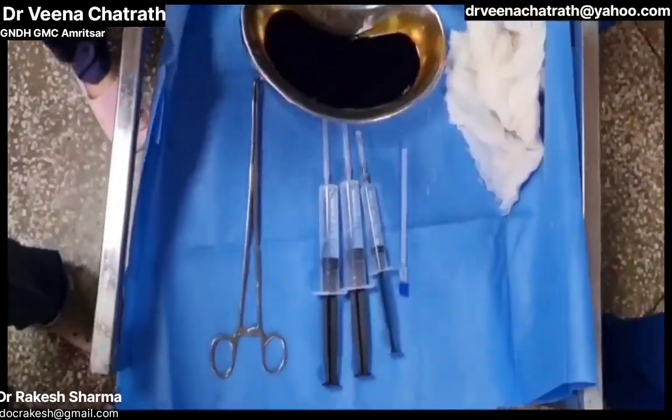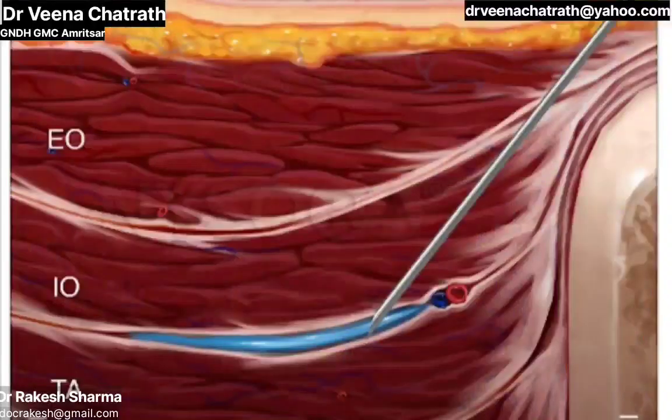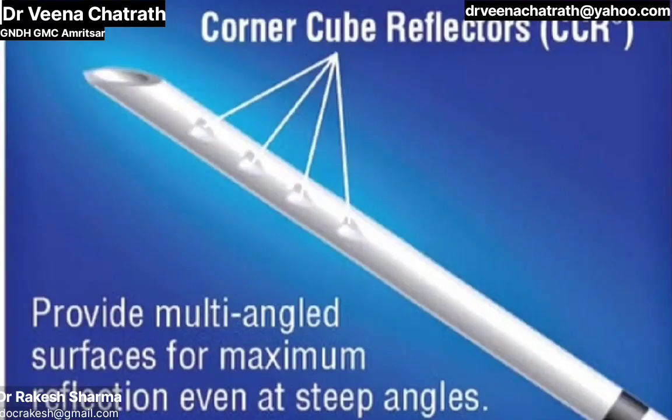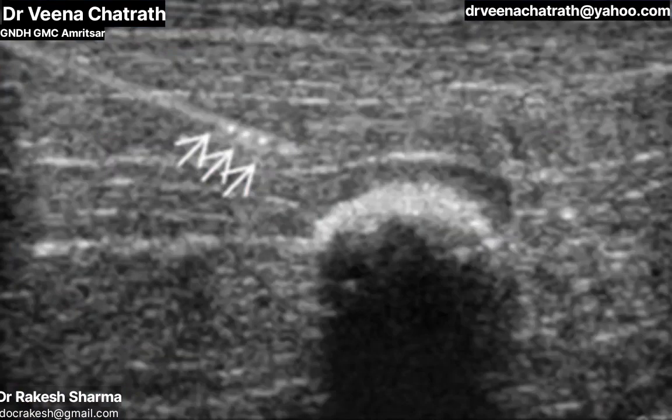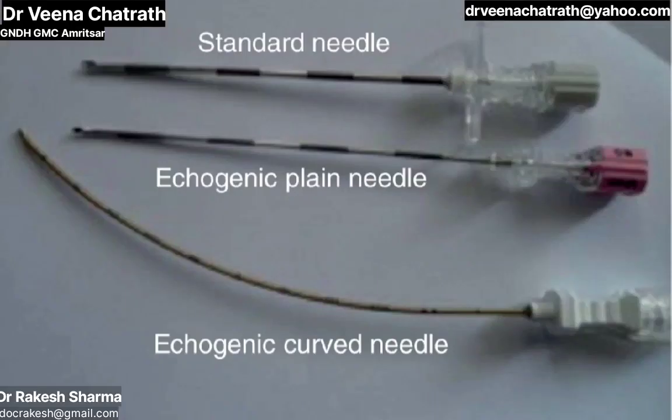One 10 ml syringe we have filled with normal saline to do hydrodissection and to confirm the correct position of the needle. Normally, echogenic needles are used to give the plane blocks, but due to non-availability of these needles, we will be using a 23 gauge Quincke spinal needle.